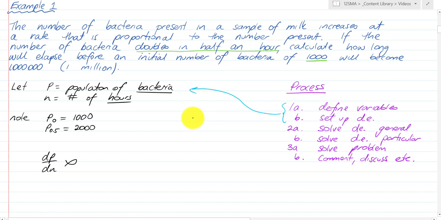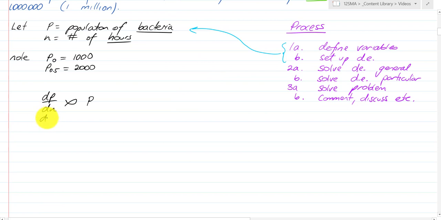P is the population of bacteria, N is the number of hours. Step 1b is to set up our differential equation. So I've written down some initial information. Now we're told that the bacteria present in a sample of milk increases, so we're talking now about a differential equation, at a rate, so that's dP/dN, because N is our number of hours, that's proportional to the number present, and the number present is our P. So dP/dN is proportional to P, which means of course that dP/dN is equal to kP, some constant times P, and k seems to be the constant we typically use in proportion relationships.